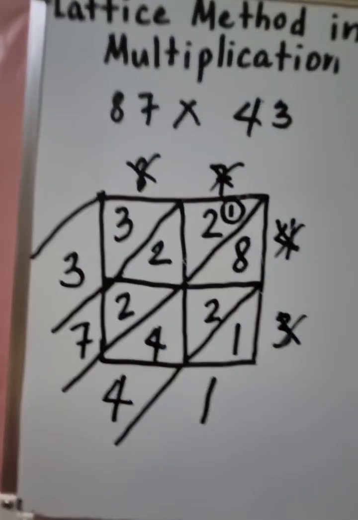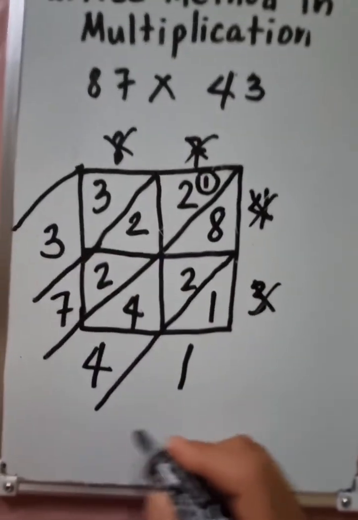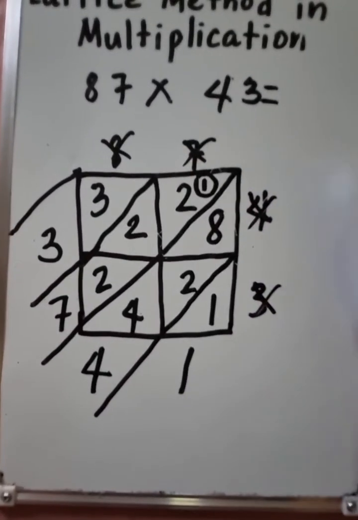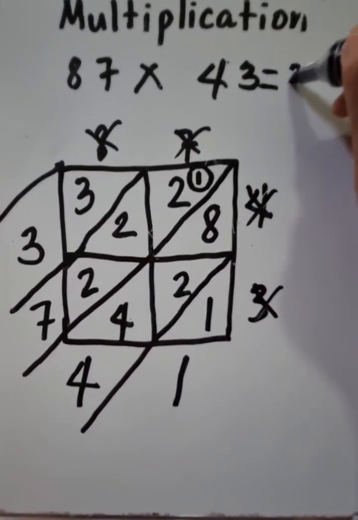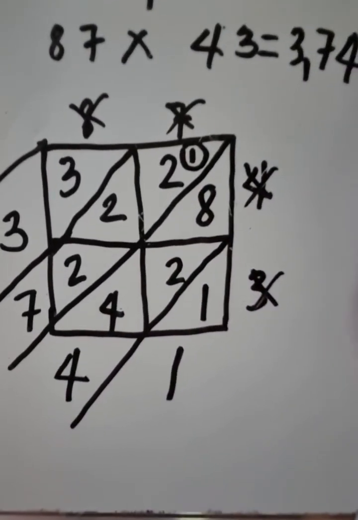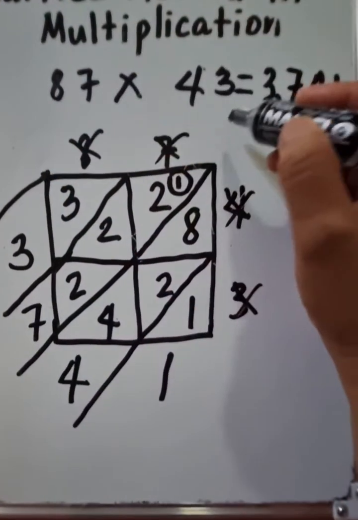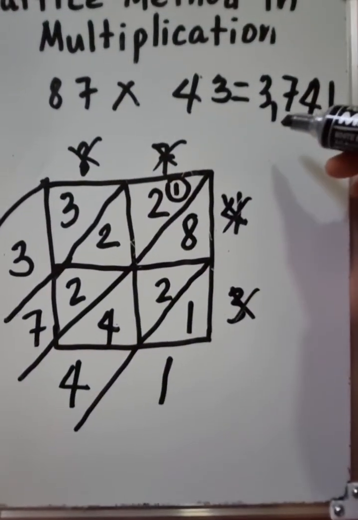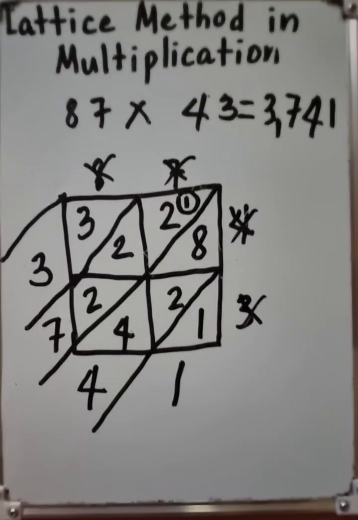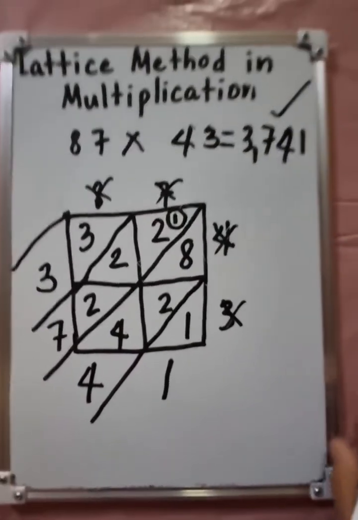Then what you're going to do now is to get all these numbers in here. The answer, therefore, or the product is equal to 3,741. So 87 times 43 is equal to 3,741.